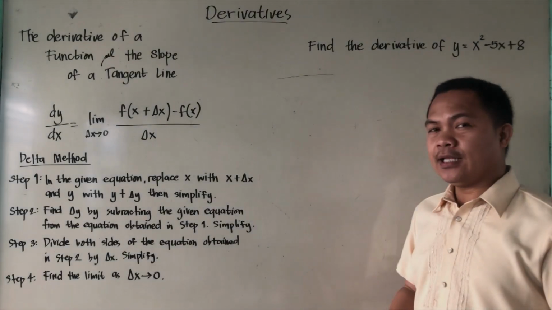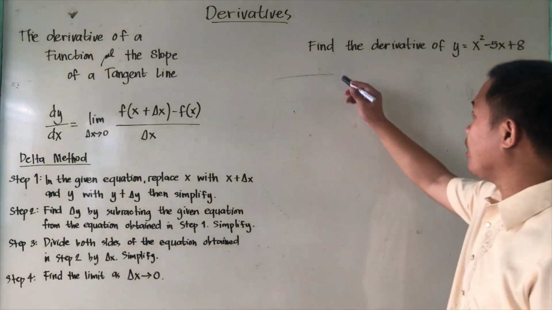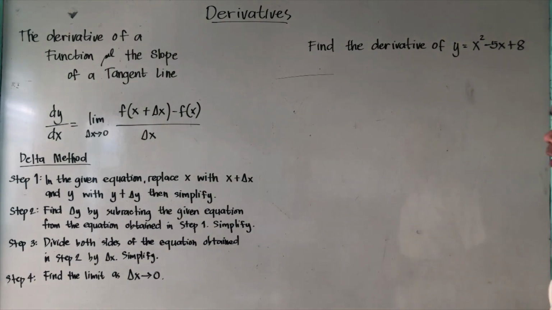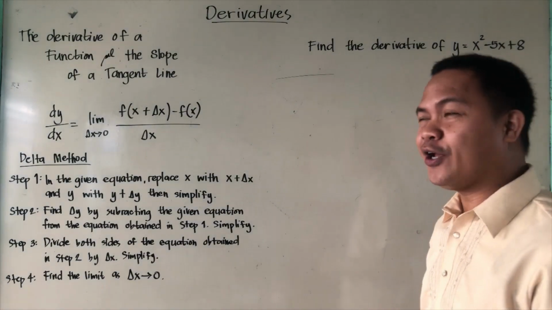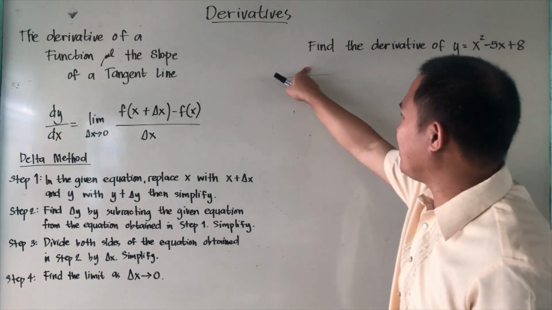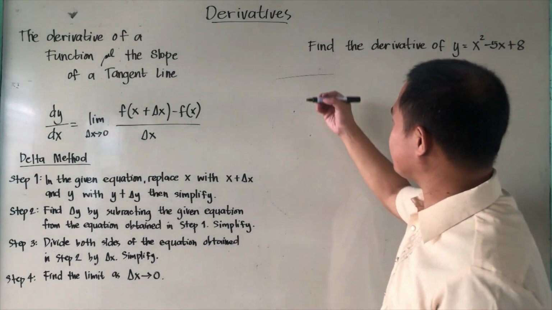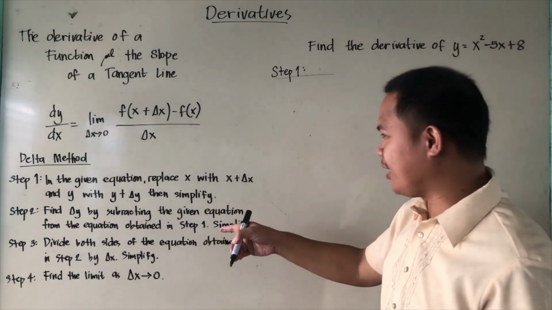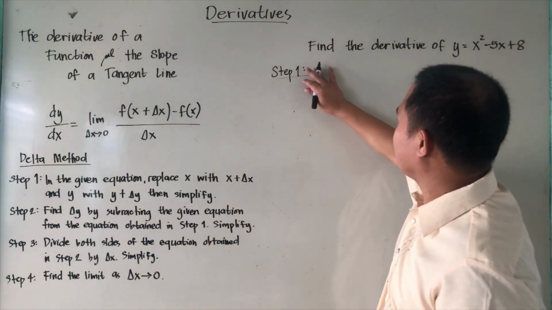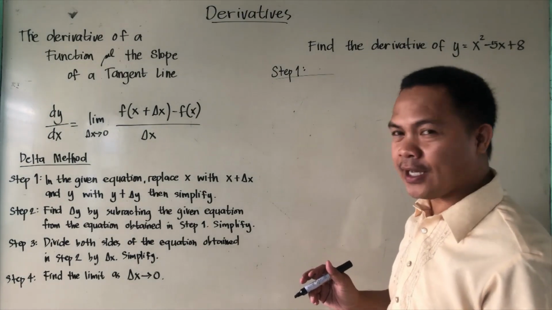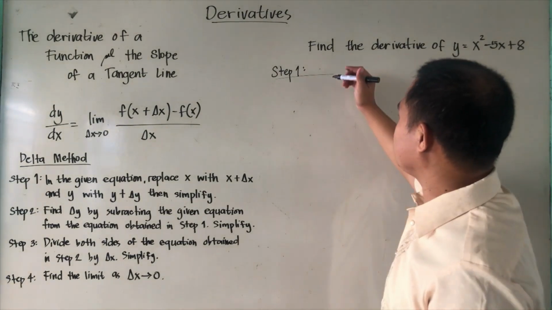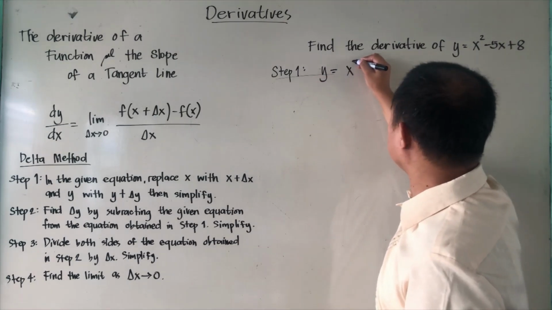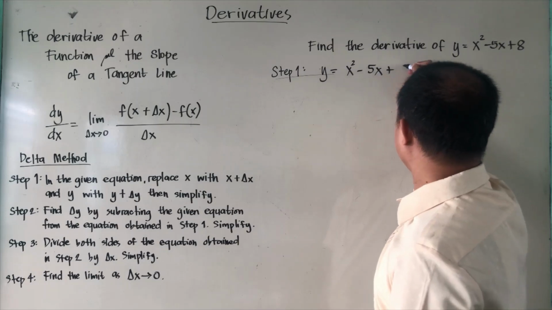Okay. Let us have another example, which is, we need to find the derivative of y is equal to x squared minus 5x plus 8. And so far as delta method is concerned, we need to follow the given steps. For step 1, we need to replace x with x plus delta x, and y with y plus delta y. So we have y is equal to x squared minus 5x plus 8.